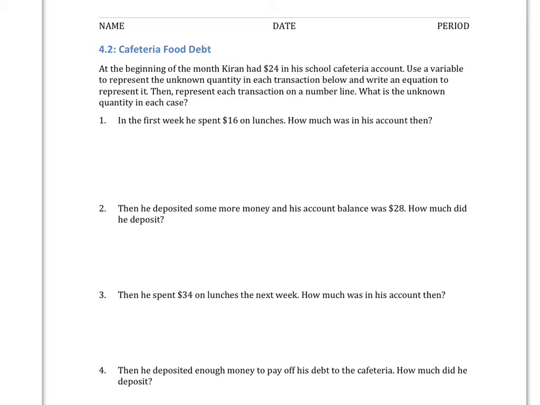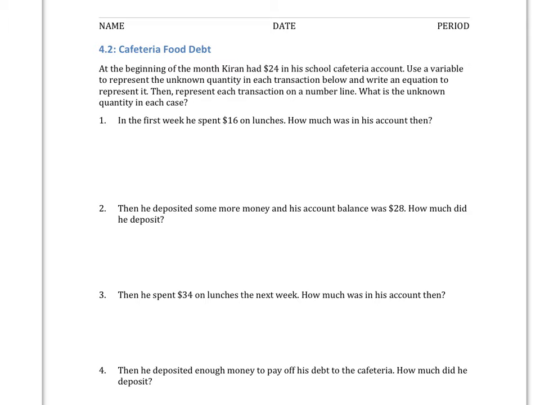Now, what happens when you overdraw is important because although they do give you some leeway if it happens once, eventually if you continue to overdraw, the cafeteria will not let you buy any more food. So this really applies to something that you guys kind of deal with on a daily basis.